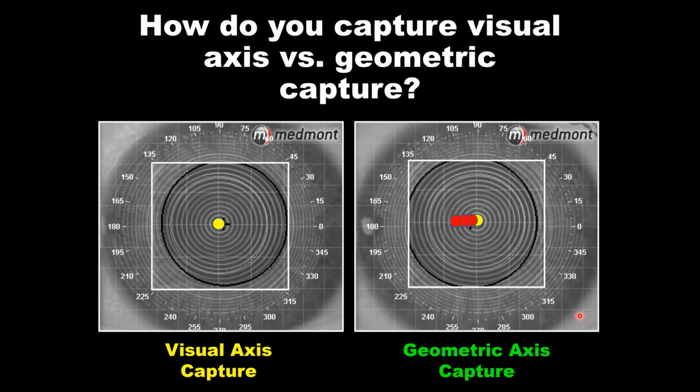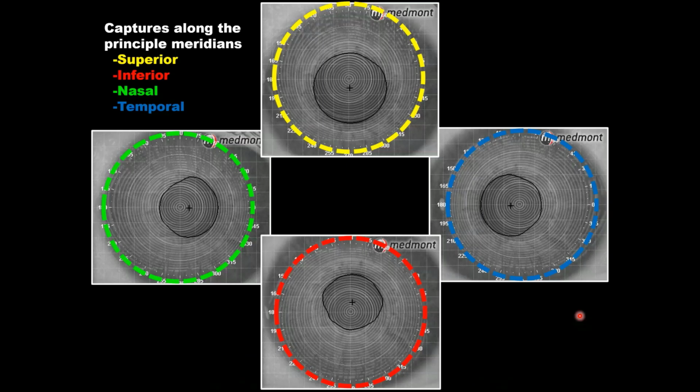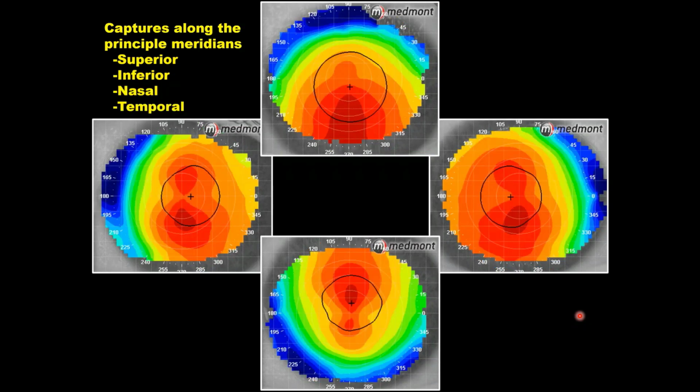moving itself more onto the geometric axis. Then lastly, we're going to have our 4 fixations in the principal direction: superior, inferior, nasal, and temporal. Those, of course, like we would with the composite capture, will be converted into a topography and merged to create the larger view of the eye.